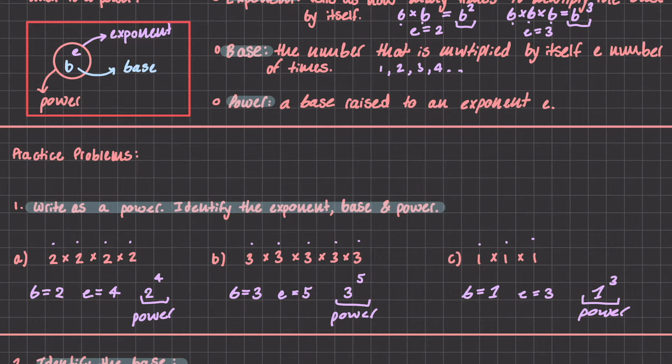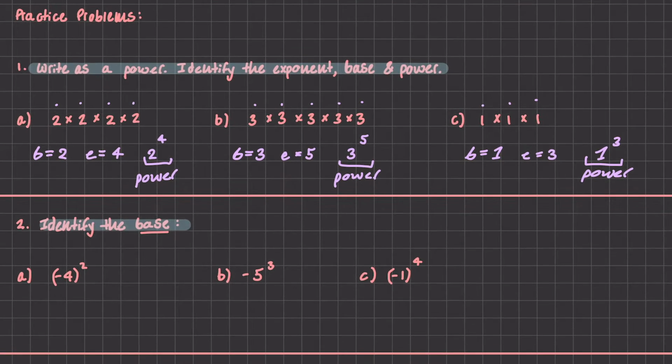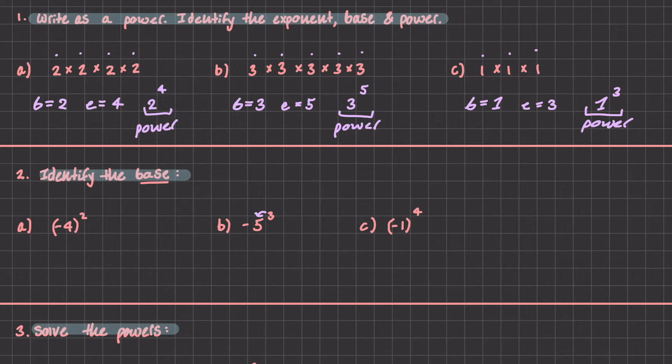All right, good job. Now let's continue on. Remember, if there's no brackets, then it's likely that the exponent does not impact the negative sign, but if it has brackets, then it means that this is the entire base. So let's just go over that in these examples.